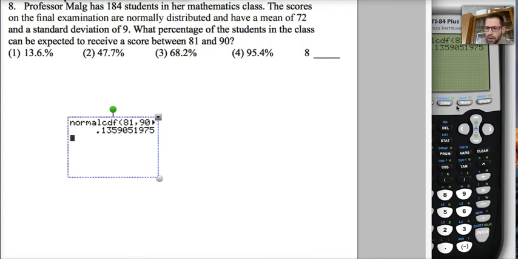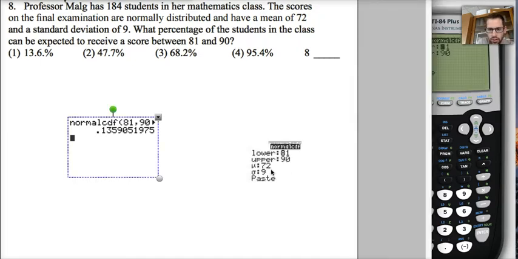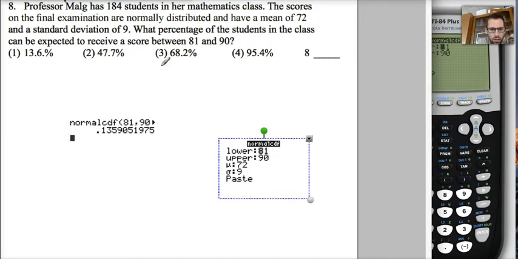I get 13.5%. And I'm just going to take some screenshots here for you guys. Again, I did second vars, normal CDF, and this is what I put in. So I got 13.59, so that rounds up to 13.6% of the students are going to be in that interval.